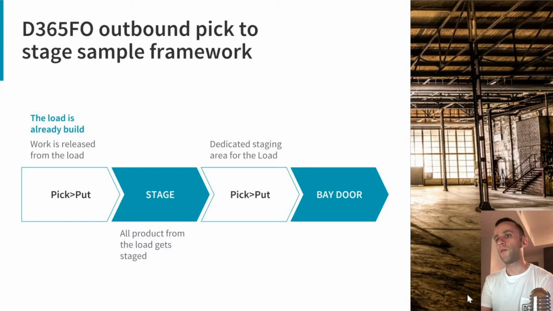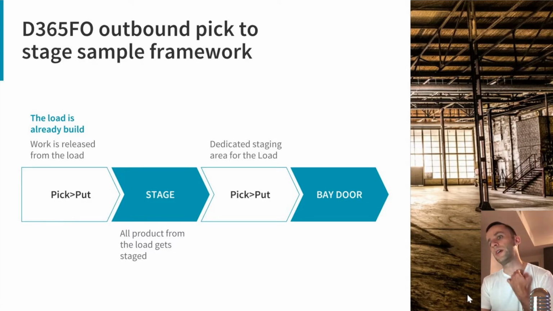So I'm just going to go over the diagram that we're seeing, which is the outbound pick to stage sample framework. This is just a standard framework that we have in AX for the scenario that I mentioned. We start with building the load. This can be done manually or automatically. Let's say we manually build the load, and we know that this load goes to bay door 1 because truck 1 is coming in, right?